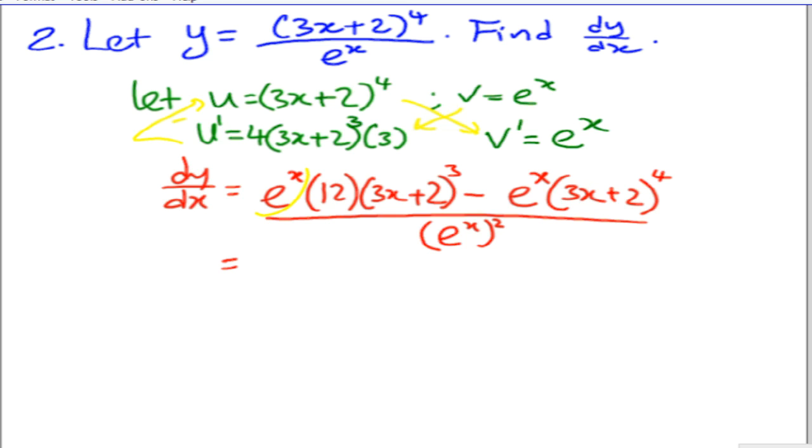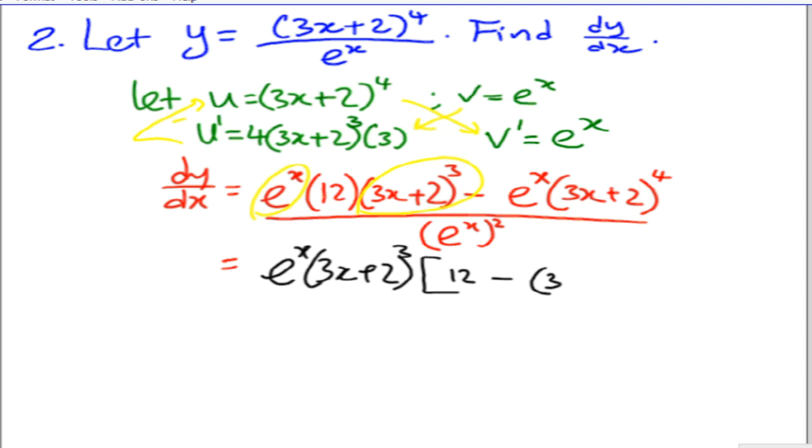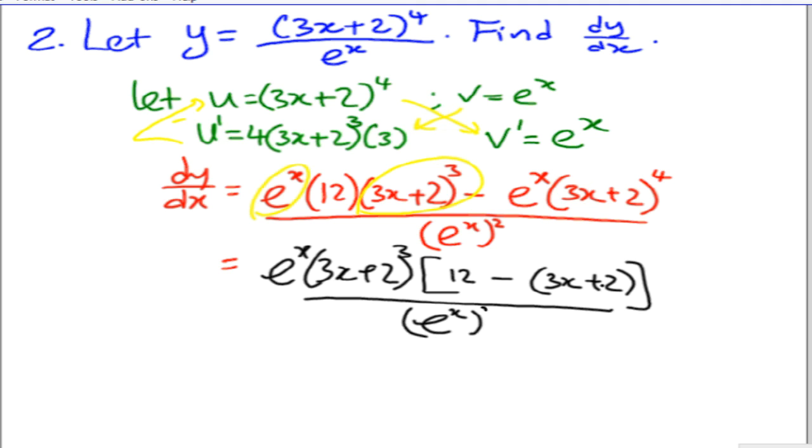The common factor is this and this. So the answer is e to the power of x times (3x plus 2) raised to the power of 3, and then big bracket 12 minus (3x plus 2). This is power 3, power 1, so it's power 4, divided by e to the power of x squared.